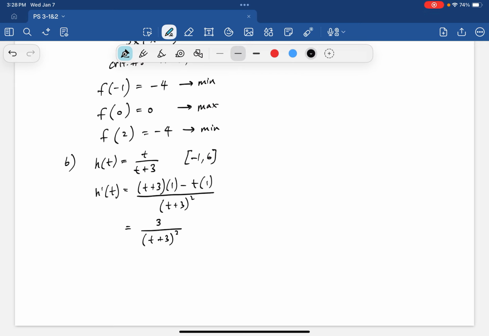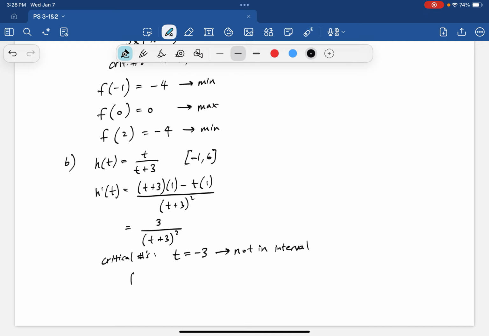All right. So does this ever equal 0? The answer is no. And so we're looking for where this is undefined. And that would be at t equals -3. Okay? But this is not in the interval, right? -3 is smaller than -1. And so within the interval, there's actually no critical numbers. And so that means there are no critical numbers that we're interested in, and we should just test the endpoints.